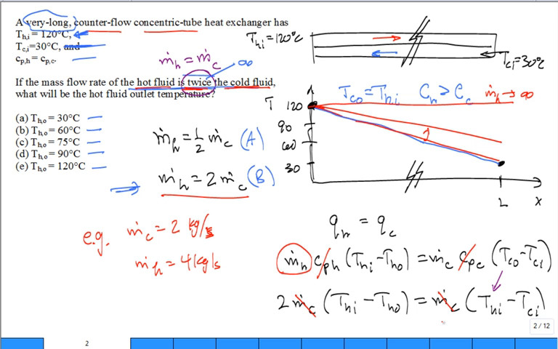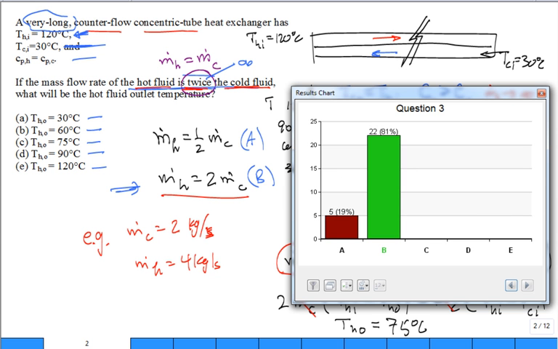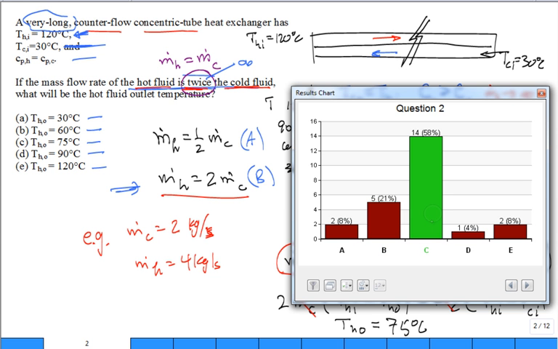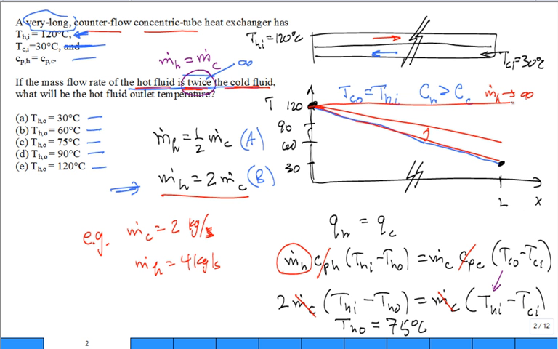Okay? And so what happens when you solve this problem? What do we get for the temperature of the hot out? 75. Now, let's go ahead and take a look at grading this then. All right, go back, please. There. So 58% did well. Okay? Any questions about that one? Does it make sense?